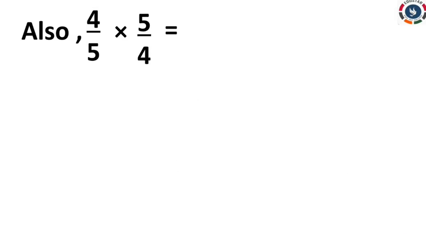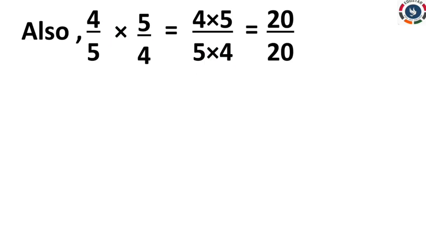Now also 4 by 5 into 5 by 4. If you multiply a fraction by its reciprocal, you will get the answer 1. I mean 4 into 5 divided by 5 into 4. So you multiply the numerators and multiply the denominators. If you multiply the numerators, what do you get? 4 5s are 20. And in the denominator, 5 4s are 20. So it is equal to 20 by 20. So while dividing the same value, you will get the answer 1.